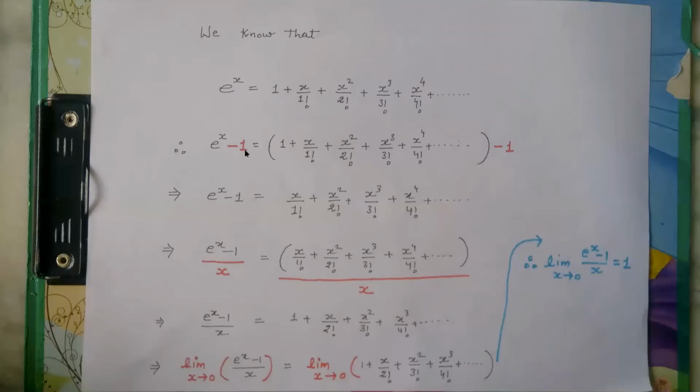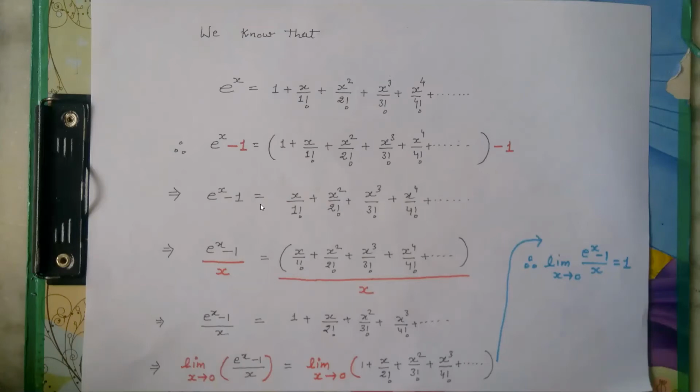We are subtracting 1 from both sides. Minus 1 in red ink on the left hand side, minus 1 in red ink on the right hand side also. So this plus 1 and this minus 1 outside the bracket get cancelled. So we are left with x upon 1 factorial plus x square upon 2 factorial plus x cube upon 3 factorial. Other terms are not changed.